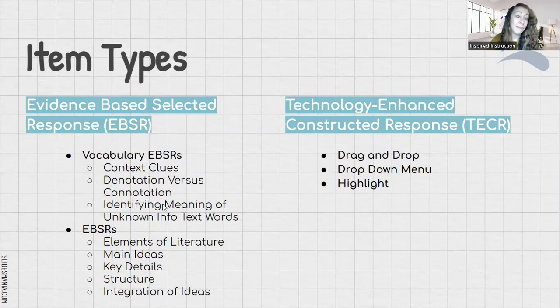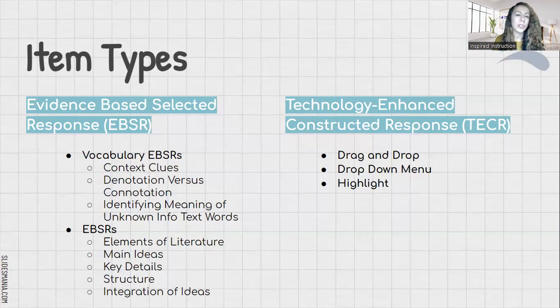Okay, so we have our vocabulary questions, and then our other EBSRs might ask about elements of literature, main idea, key details, structure, and integration of ideas, as we talked about before. There's a couple different types of EBSRs I'm going to share with you in a moment. But also I want to point out something we might already know, but just to refresh our memories, since all evidence-based selected response questions typically have a part A and a part B, that's what the evidence piece is. That part B is where they're giving evidence for their response in part A.